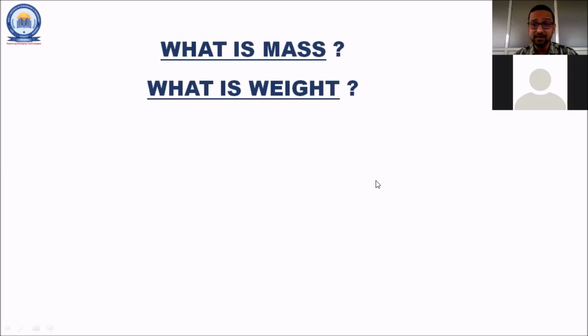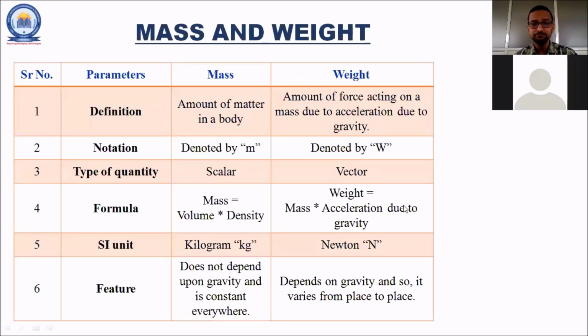So let us have the refreshment of the concepts of the mass and weight by giving the simple comparison. Definition: mass, you are already aware, is the amount of matter contained in the body, whereas the weight is the amount of force which is acting on the mass due to the acceleration due to gravity. Here friends, we need to consider the acceleration due to gravity, and weight is a type of force. If we consider the notations, mass is denoted by small m, weight is denoted by W. Type of quantity: the mass is considered as a scalar quantity. The weight, since it is a type of force, is a vector quantity.